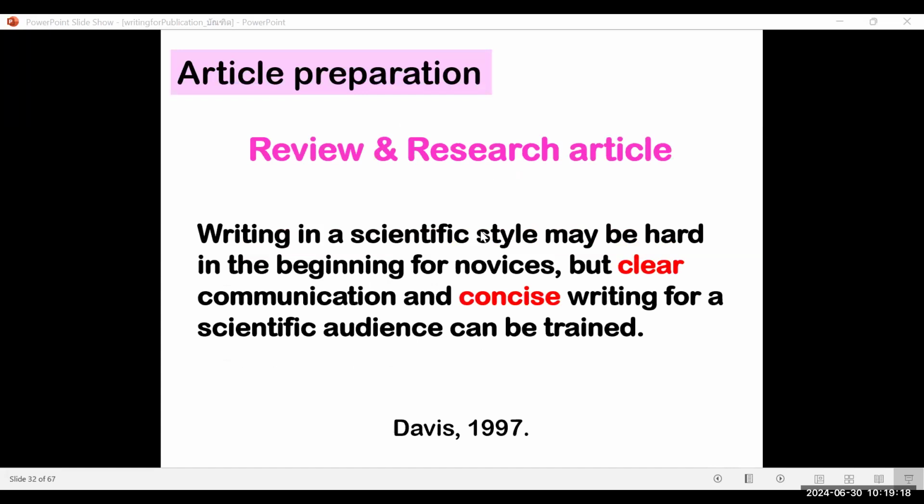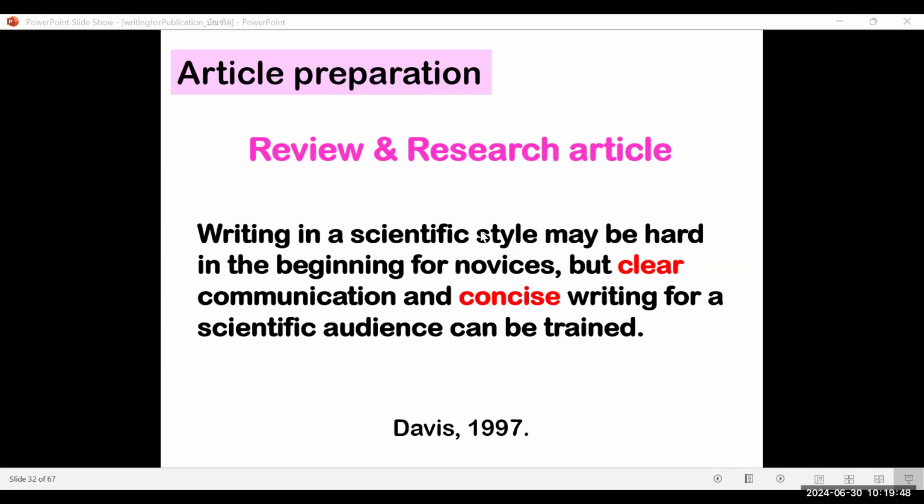So after you know who your readers will be, you can prepare your articles. Review articles will be one sort of thing that helps you far more after you have done the hard work of your literature review. You can summarize everything into your review articles.